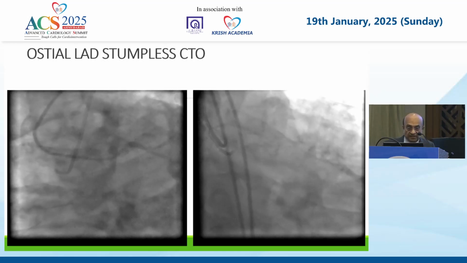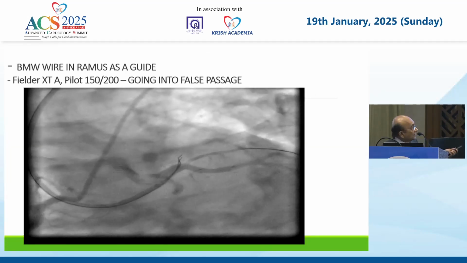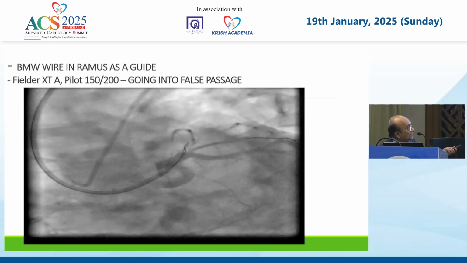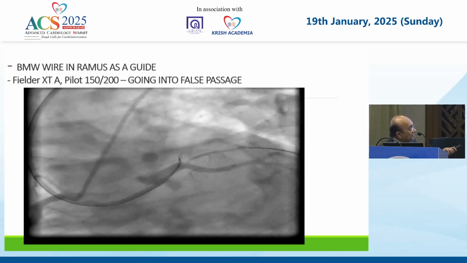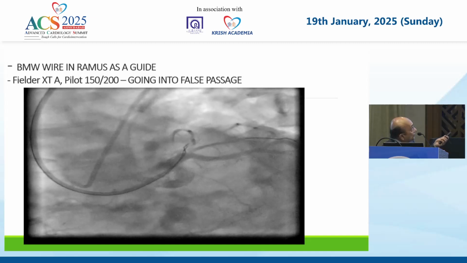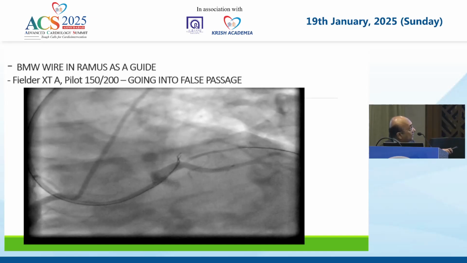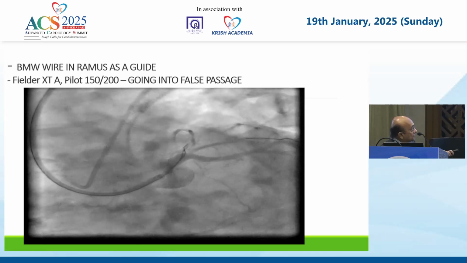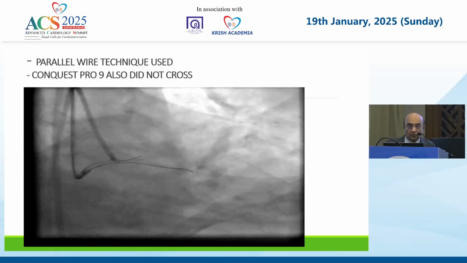Or thirdly, after having found by multiple injections a protrusion, a stump, I decided to enter with a Fielder XT-A wire, and a Pilot wire, but both of them have gone into the false passage. So I said, let me go and try the retrograde approach.